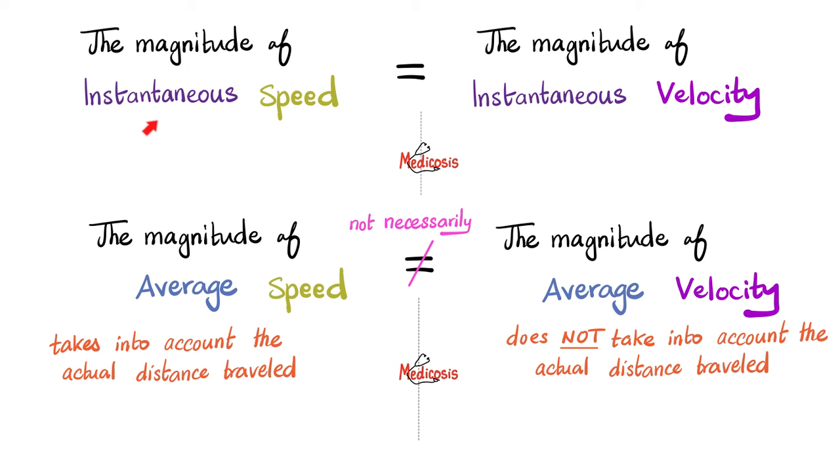Remember that the magnitude of instantaneous speed is the same as the magnitude of instantaneous velocity. But if you're talking about average speed and average velocity, well, it's not necessarily the same magnitude, is it? For example, the average speed by which the Earth rotates around the Sun is an actual number. But the magnitude of the average velocity of the rotation of the Earth around the Sun is actually 0 in a year.